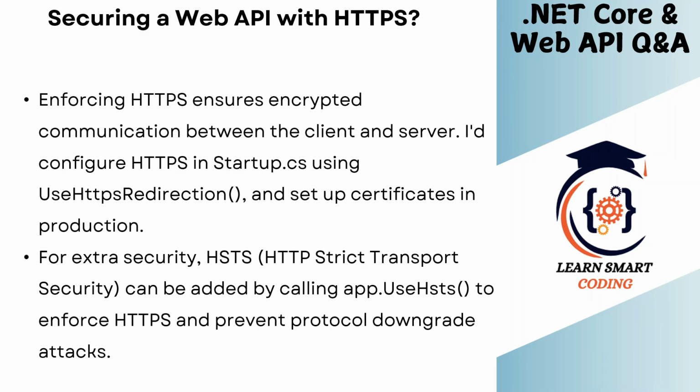You can also say that for extra security, HSTS, HTTP Strict Transport Security, can be added by calling app.UseHsts to enforce HTTPS and prevent protocol downgrade attacks. Those kinds of things can be avoided. So take a look at this. If somebody asks about security, you can easily talk about this.